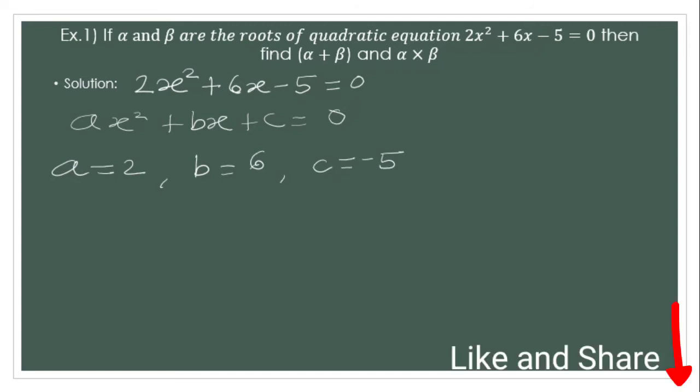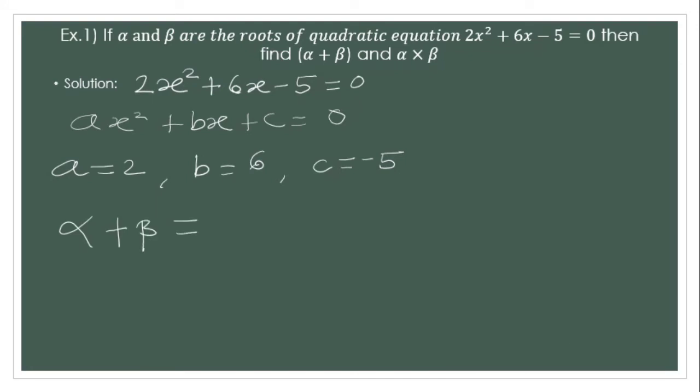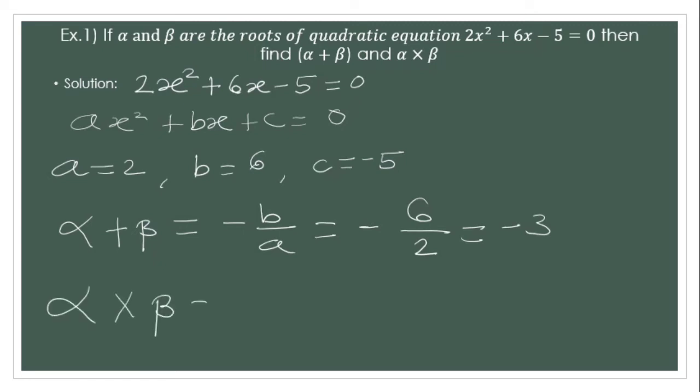Okay, now आपको पता है alpha plus beta का formula, which is equal to minus b upon a, which is equal to minus, b की value है 6 और a की value है 2, so 2 तीं जा 6. Okay, so alpha plus beta is equal to -3 and alpha into beta is equal to c upon a, which is equal to, value of c is -5. Okay, value of c is -5 and value of a is 2, hence it is the value of alpha into beta.